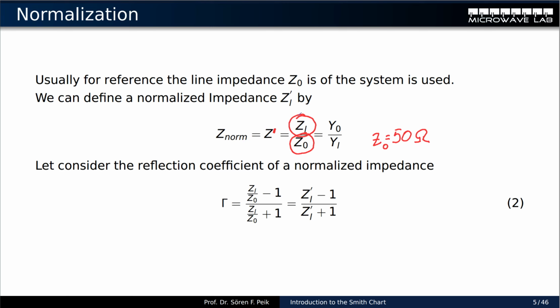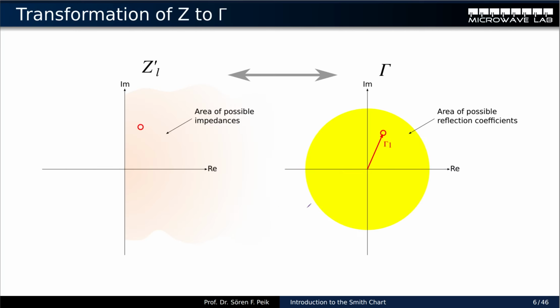When you plug that ratio into the gamma formula, you see this now. You divide everything by Z0, and now you can replace this fraction by Z prime L, and you get a new formula: gamma is equal to (Z prime L minus 1) over (Z prime L plus 1). Now we want to find a graphical tool for solving this equation here.